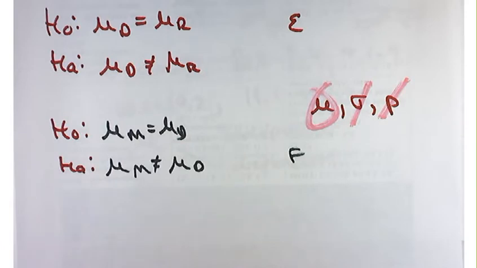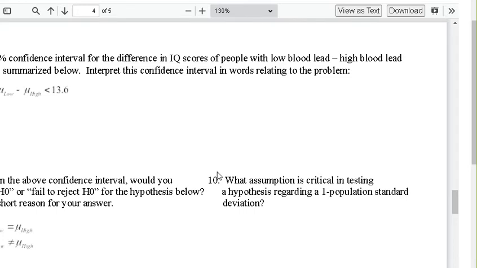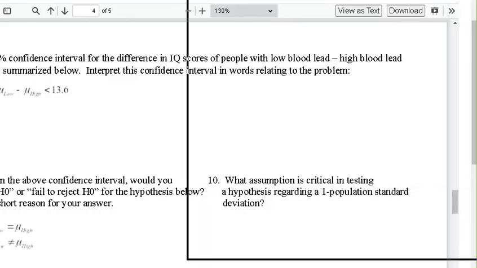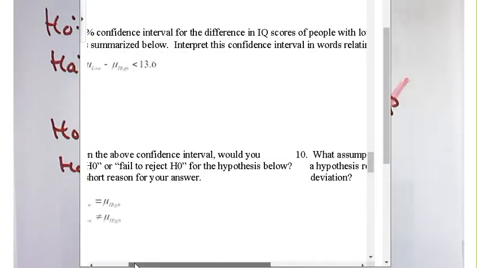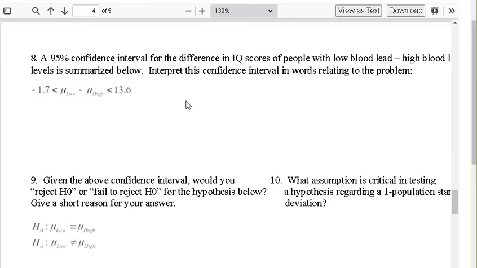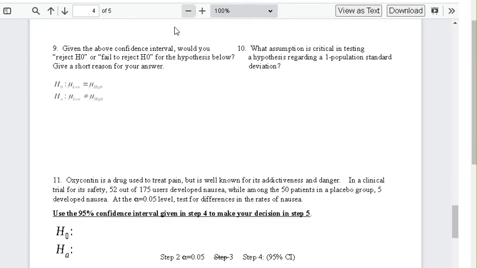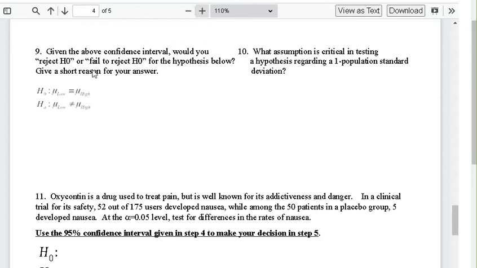Now that's a great and leading question, because one of the questions that I asked on your test was to interpret this confidence interval in terms of words. But even more important than that is this question right here. So I gave you a confidence interval for the difference in two population means. The difference in two population means has a confidence interval between -1.7 and 13.6. Given the above confidence interval, would you reject H0 or fail to reject H0 for the hypothesis below? And the hypothesis below is for two population means being equal.